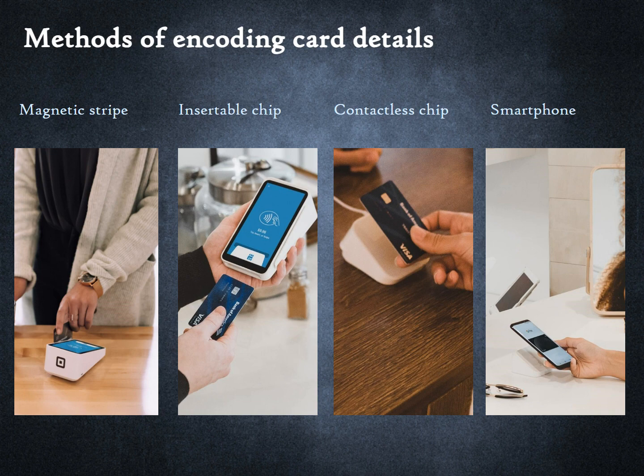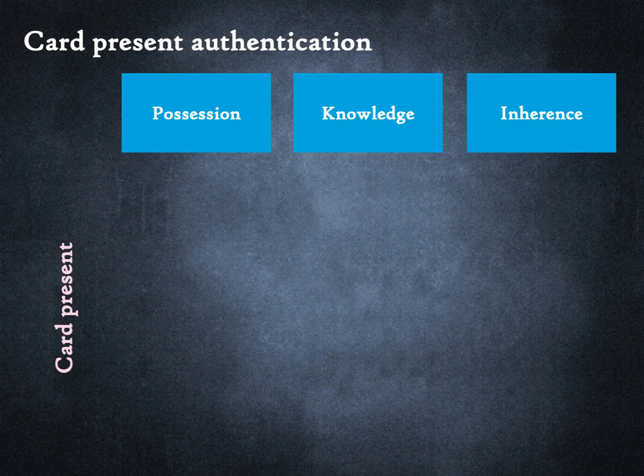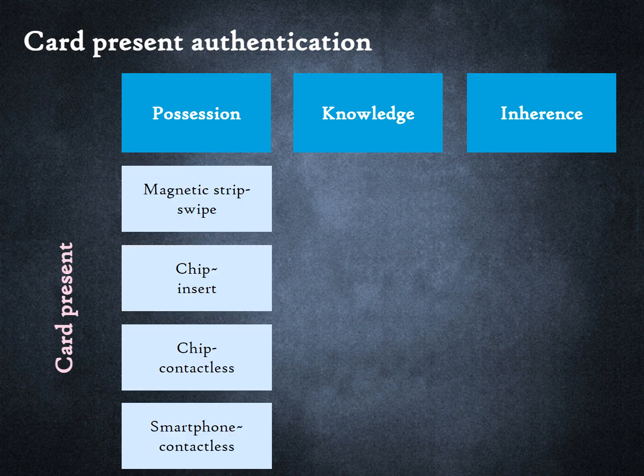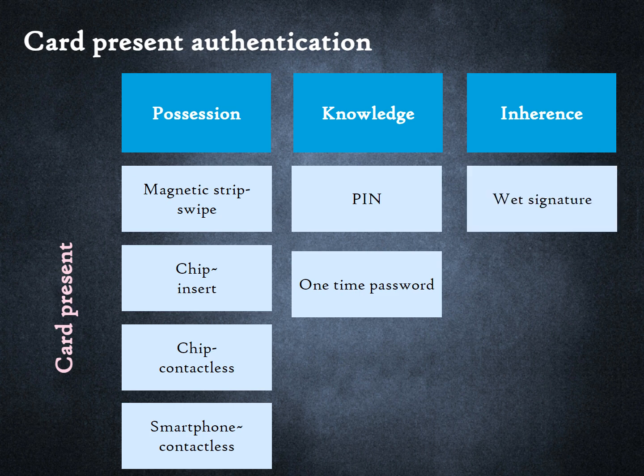Since not all merchants have the readers necessary for chips and smartphones, the same physical card often supports all four technologies. We can now apply the possession, knowledge, adherence framework to card-present transactions. We already reviewed the four methods of proving physical possession. Moving on from possession to knowledge, card-issuing banks rely on our knowledge of PINs, especially for debit and ATM cards. Some banks may also send a one-time password to our phone at the point of payment. As far as adherence goes, authentication involves comparing a wet signature on the back of the card with the cardholder's signature on the merchant's receipt.